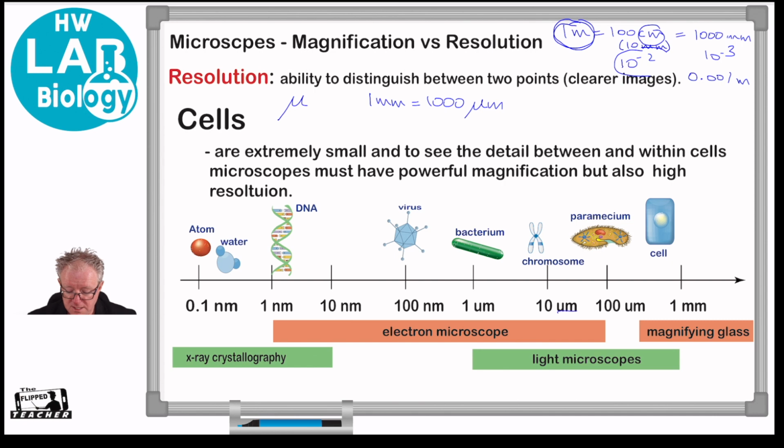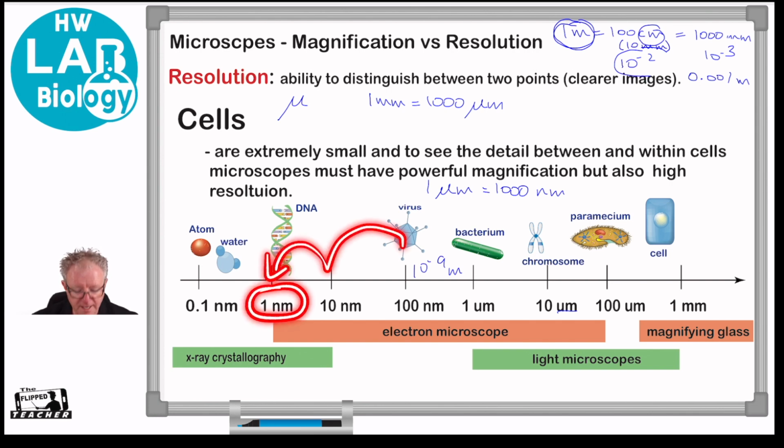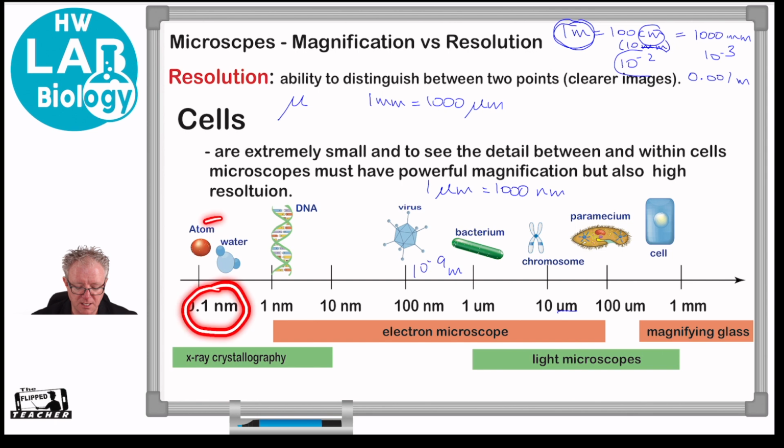So we've got micrometers here, and look at this. A bacterium is about 1 micrometer, but if we get smaller than 1 micrometer, we get into something called nanometers. So 1 micrometer is equal to 1,000 nanometers. We're getting smaller and smaller. Nano is 10 to the minus 9 meters. Then we go down even smaller to DNA, at about 1 nanometer. And if we go smaller than 1 nanometer, we get into another unit. Look at this, 0.1 of a nanometer, we're getting down to atoms and water.